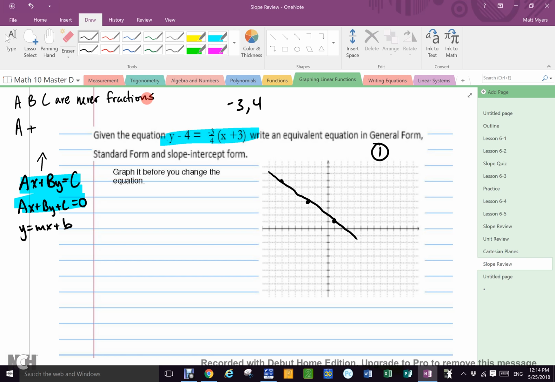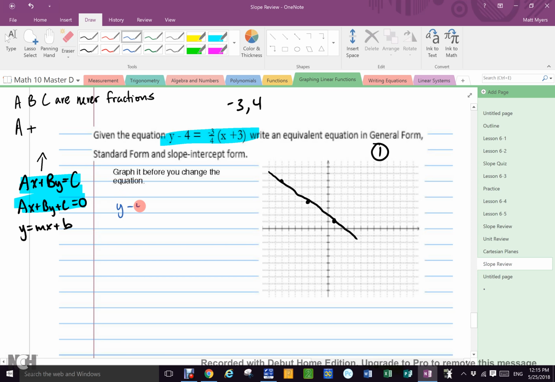Where do you want to go? I will give you a hint. I always go to general or standard first. Always. Because I don't like to deal with that fraction. Is it all right if I do that? Is everybody happy? Okay, let's do so.